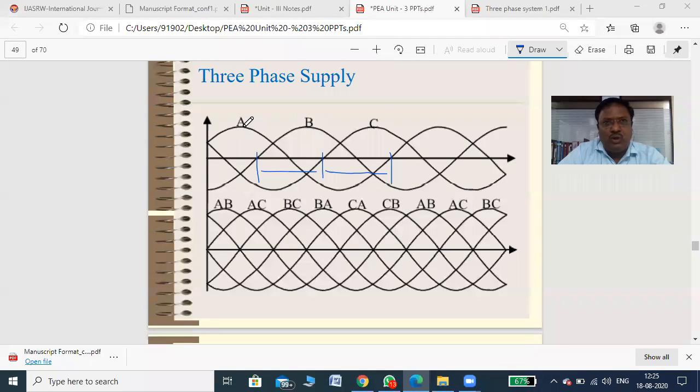If you measure voltage by using a multimeter, if you connect to phase A with respect to neutral, it will be 220 volt. If you measure between B with respect to neutral, it is again 220 volt. If you measure between C with respect to neutral, called VCN, it is also equal to 220 volt, right?